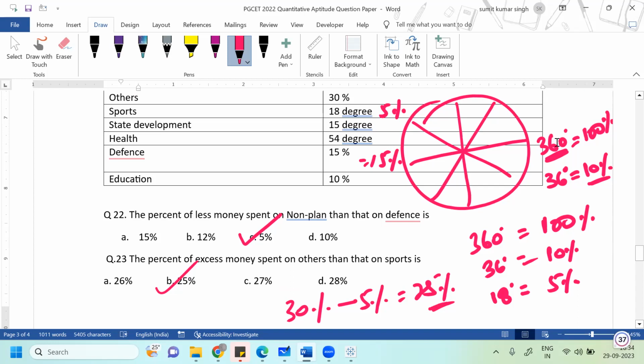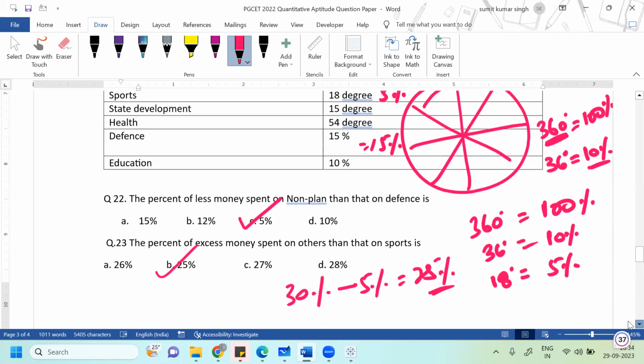Why is 360 degrees 100%? I hope nobody has a doubt on that part, because in a circle the total angle we consider is 360 degrees. So we consider this the total data, and in percentage the maximum is 100%.